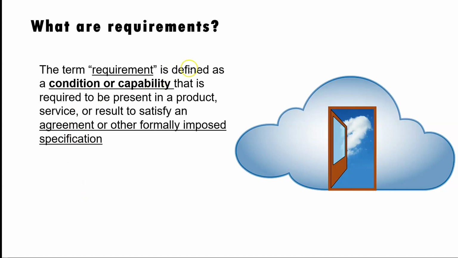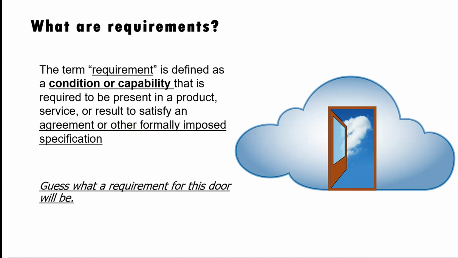The term requirement is defined as a condition or capability that is required to be present in a product, service, or result to satisfy an agreement, which might be a legal agreement or contractual agreement or other formally imposed specifications. Now, if you look at this door and you had to come up with a requirement for this door, what will it be?